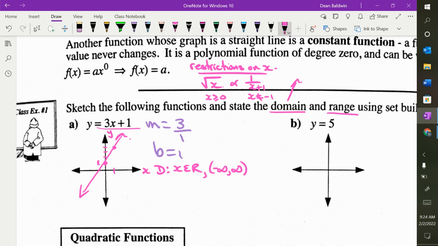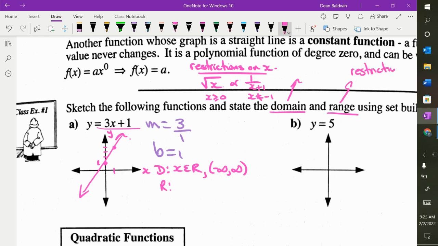What about the range? And you can look at the graph. There's no holes or anything like that in the graph. It just goes on forever in both directions. So what's the range of this? Are there any restrictions? Sorry, what does range represent? Start with that. It's the y values.